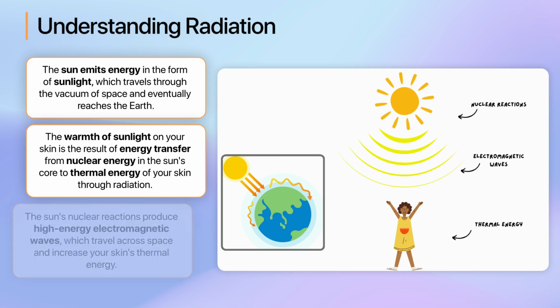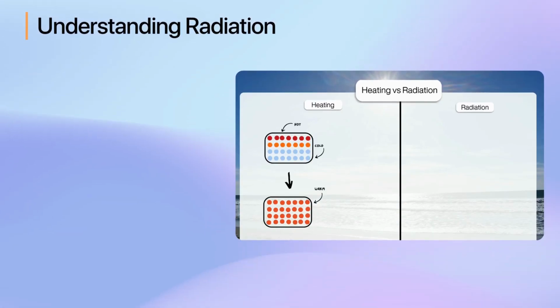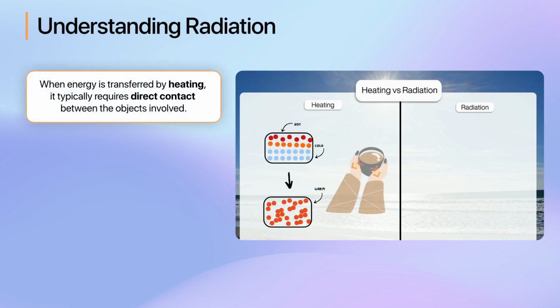In this case, the sun's nuclear reactions produce high-energy electromagnetic waves, which travel across space and increase your skin's thermal energy. You might be wondering what the difference is between this and heating, since both lead to an increase in thermal energy. However, when energy is transferred by heating, it typically requires direct contact between the objects involved. For example, when you hold a warm mug of hot chocolate, the heat from the mug transfers to your hands because they are in direct contact with each other. This contact-based transfer is a key feature of heating.